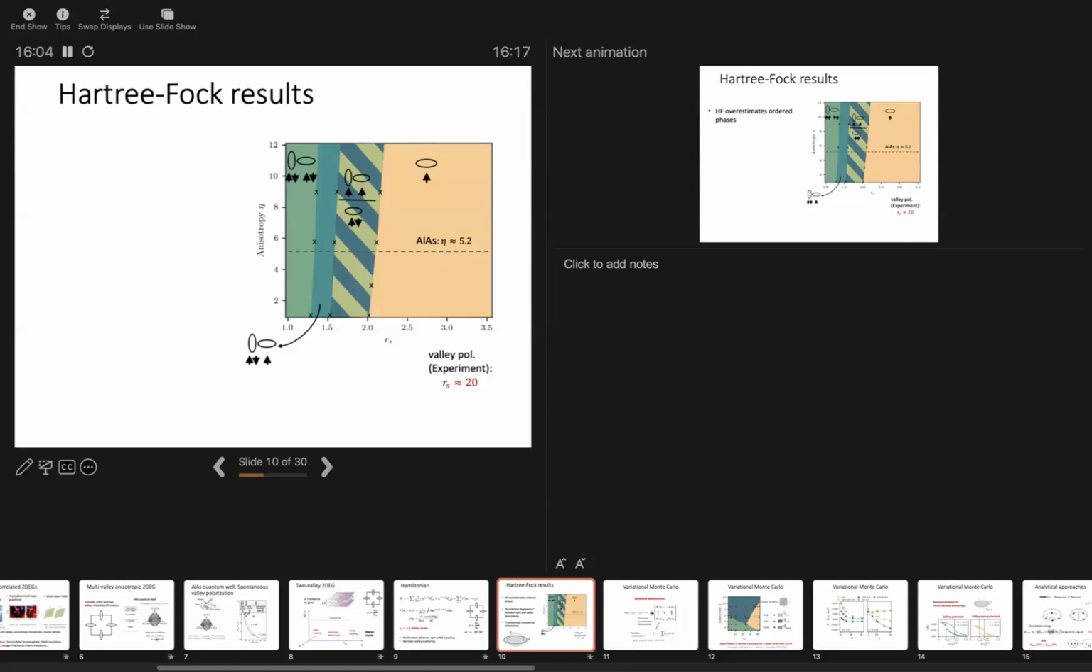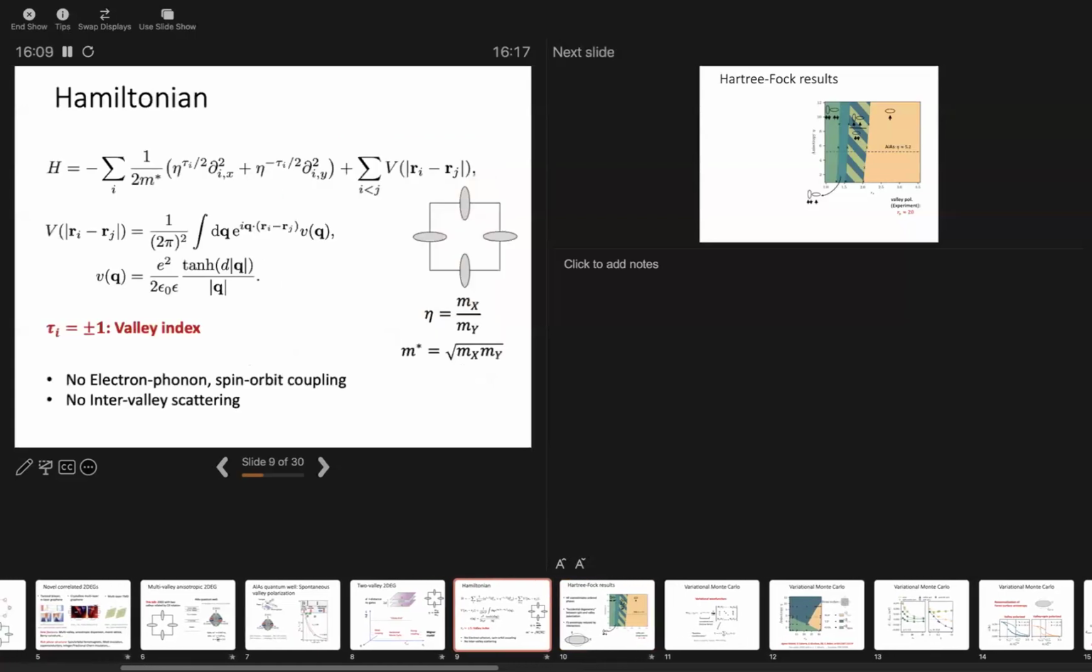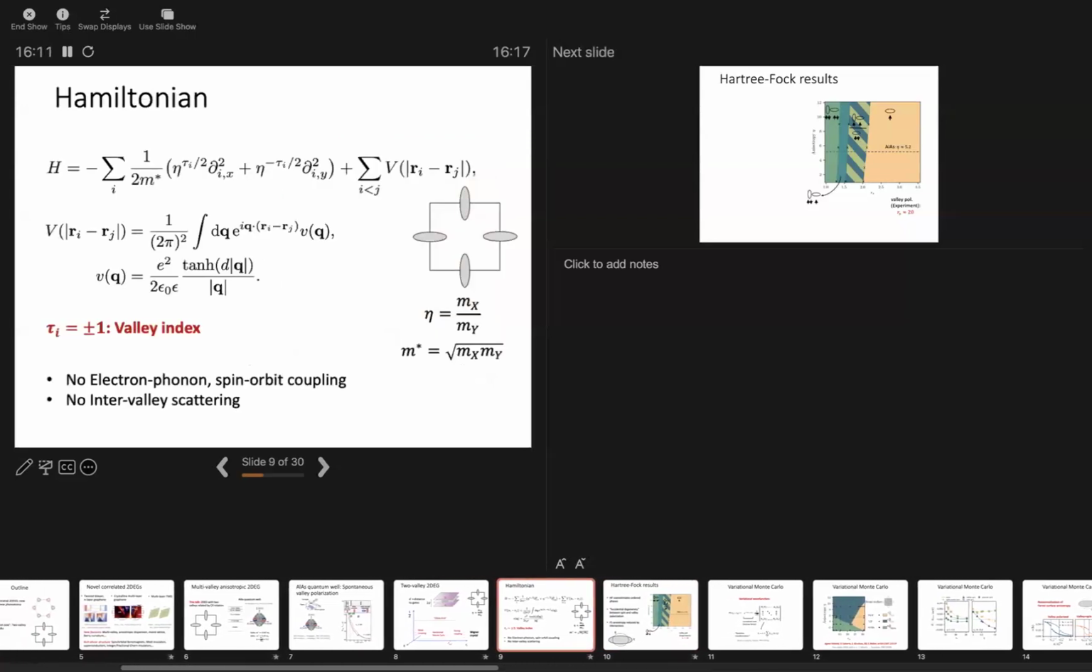So let me comment about that. It's an important question. The symmetry of the Hamiltonian is that there's a discrete symmetry that relates the valleys. Okay, you can rotate by 90 degrees. That's actually the physical symmetry of the Hamiltonian. There's an additional symmetry, which is spin rotation, where you can rotate the spin of the 2 valleys independently.